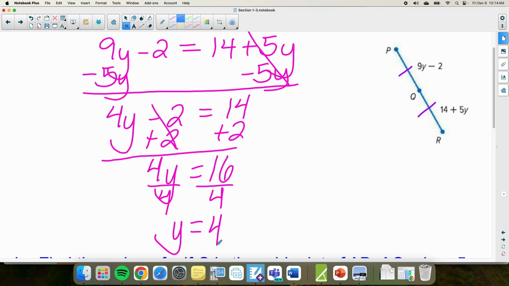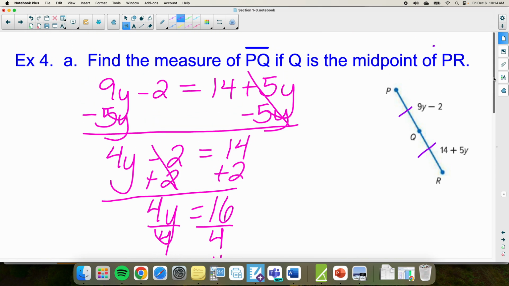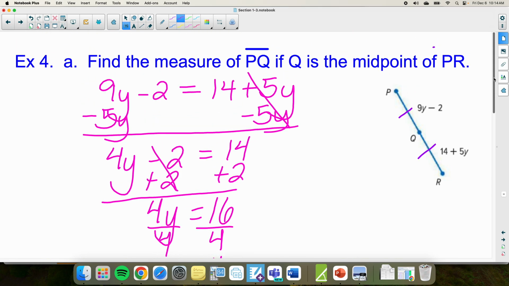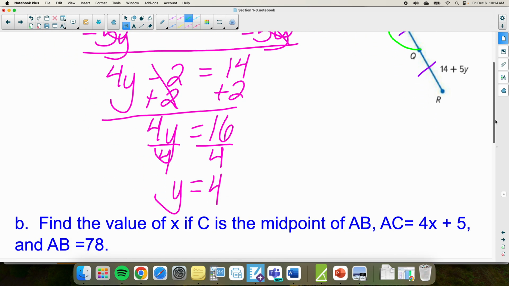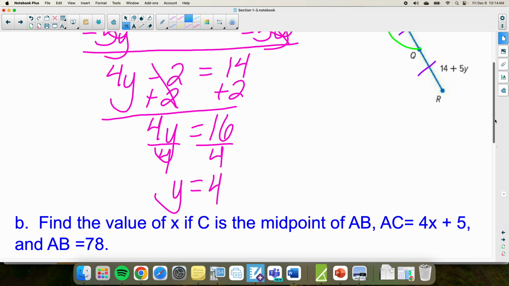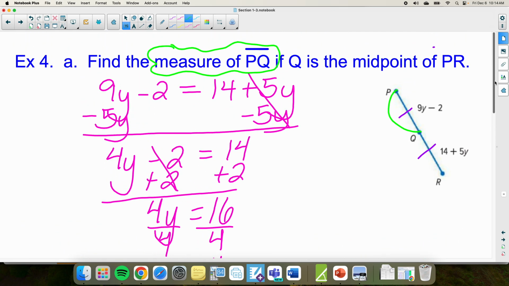But if you remember what I told you guys earlier this week, sometimes in geometry you're not just finding the variable, you're finding a measure also. And what they want is the distance from P to Q, okay? So this would be a question on the test where I'd probably have a blank where you just tell me what x or what y is. So one of your answers would be y equals 4.